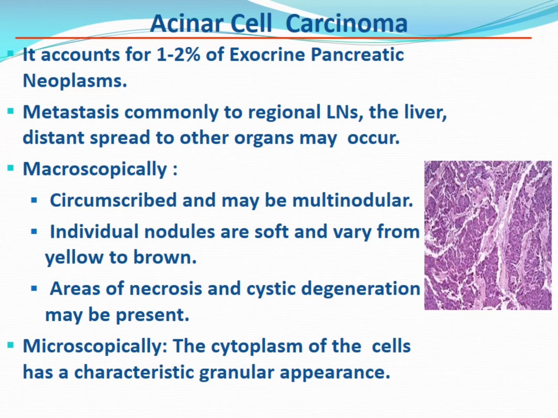Acinar cell carcinoma is very rare. It accounts for 1 to 2% of exocrine pancreatic neoplasms. Metastases commonly occur to the regional lymph nodes and the liver. Distant spread may occur. Macroscopically, acinar cell carcinoma appears as a circumscribed mass and may be multinodular. Individual nodules are soft and vary from yellow to brown. There are areas of necrosis and cystic degeneration. Microscopically, the cytoplasm of the cells has a characteristic granular appearance.